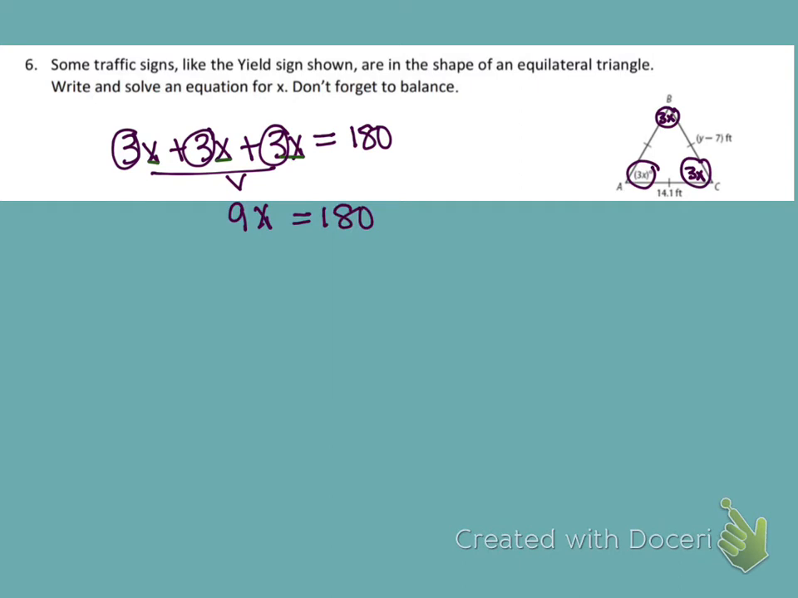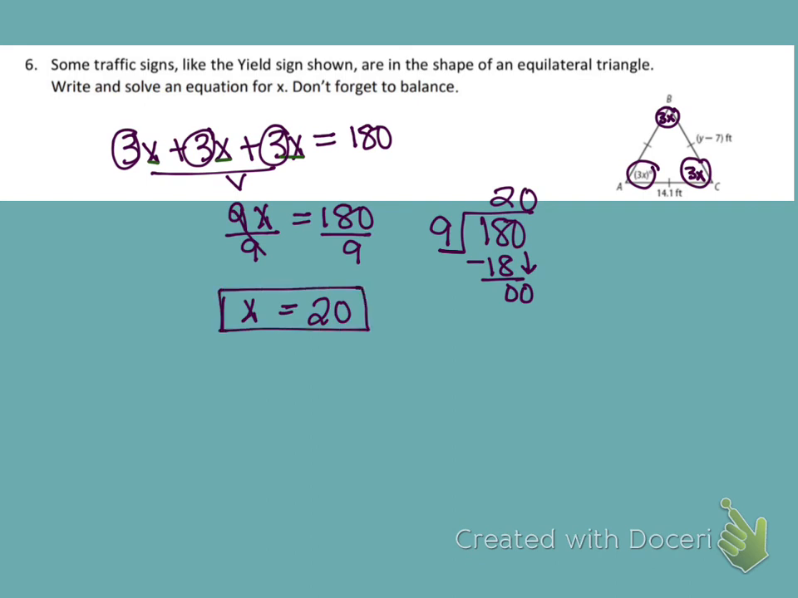So then this is just a one-step equation where I divide by 9 on both sides, and x equals 180 divided by 9. 9 goes into 18 two times. And then bring your 0 down and 0. So x is 20. It's not degrees because that's not the entire angle. If I were to ask you to find the angle, I would have to multiply 3 times x to get that angle. But, okay, moving on to the next video.